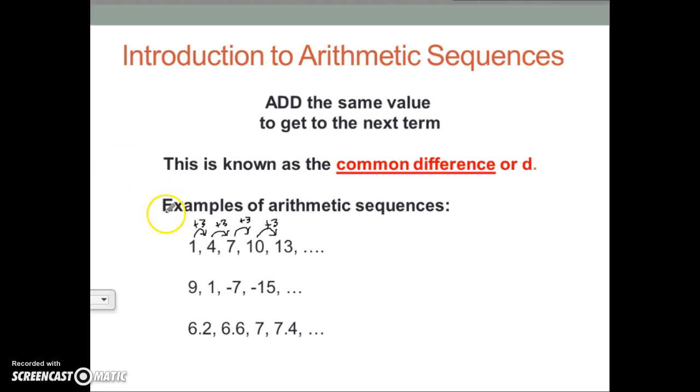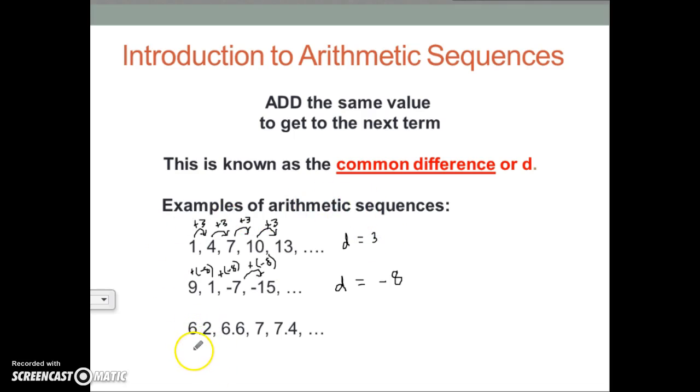In our second example, we are adding a negative 8. You can also think of this as subtracting 8. So if we add a negative 8, 9 plus a negative 8, we get 1. 1 plus a negative 8, we get negative 7. And then negative 7 plus a negative 8, that's how we get to negative 15. So for this one, our common difference was negative 8. Our first one, our common difference was 3 because we added 3 each time.